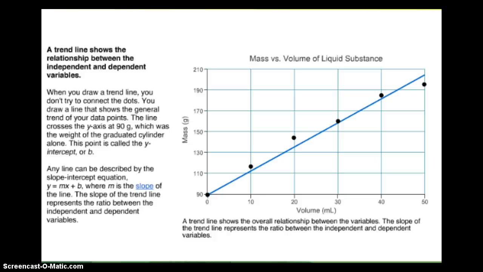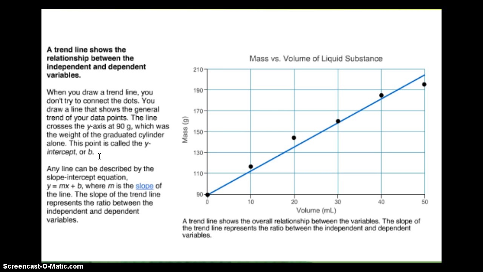The line crosses the y-axis at 90 grams, which was the weight of the graduated cylinder alone. This point is called the y-intercept, or B. So it's the y-intercept because that's where it happens to cross the y-axis. The fact that it was also your starting point just happens to be the way it is. And the B comes from your slope equation, y equals mx plus b.